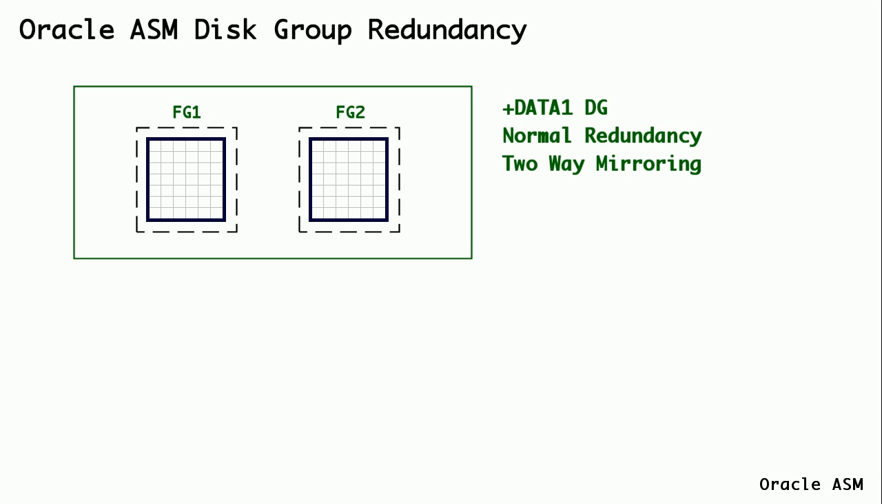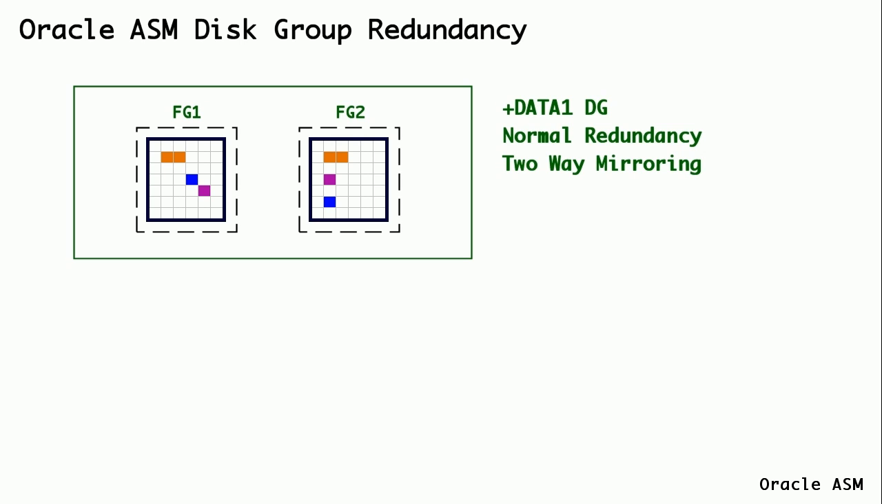Now, let us take a look at a few examples of data redundancy in ASM disk groups. As you can see here, we have the data1 disk group. This disk group is created with normal redundancy and, by default, it provides two-way mirroring. This disk group contains two failure groups. There are 3 ASM files stored in this disk group, and each file is represented with a different color.